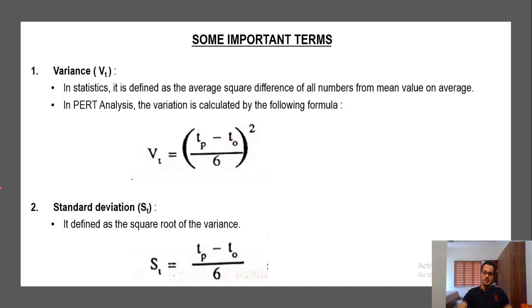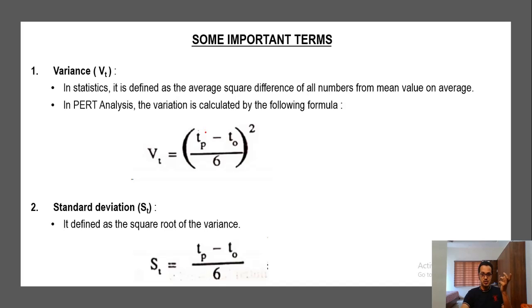Since the PERT method is related to probabilistic methods, we have to consider two values related to probability: variance and standard deviation. Variance is defined as the average squared difference of all the numbers from the mean value. We have a mean value, and the individual values differ from it by a particular amount, so variance is the average squared difference. The formula is Vt = ((Tp - To) / 6) squared.